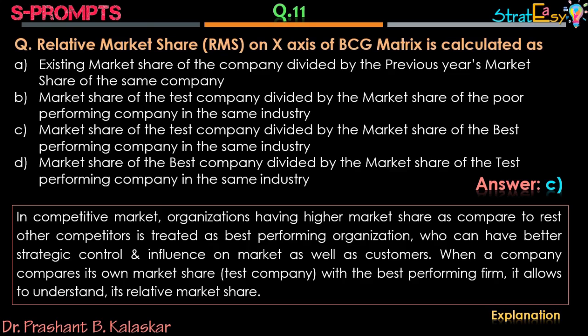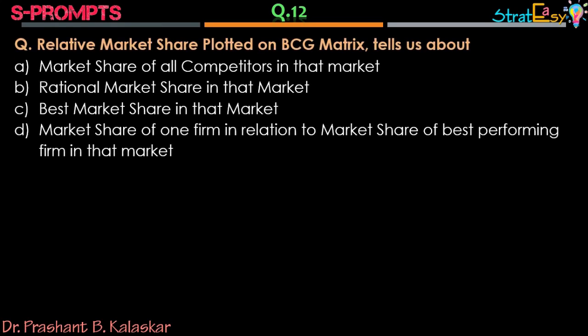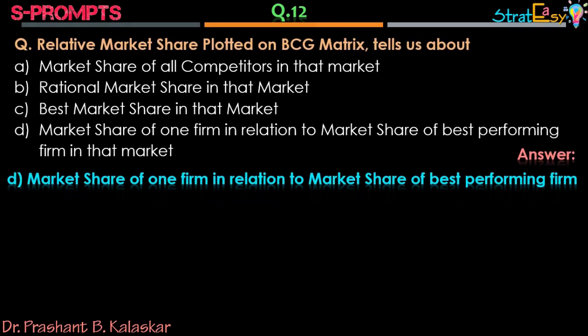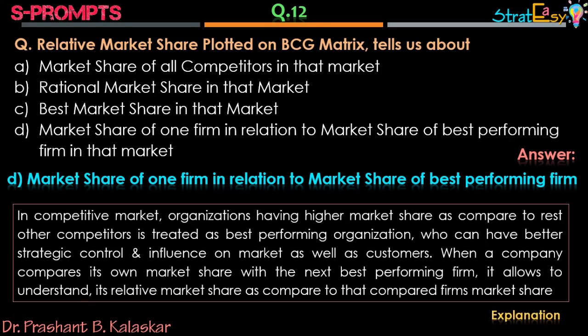When a company compares its own market share, that is the test company, with the best performing firm, it allows it to understand its relative position or relative market share in that competitive market. Question number 12. The relative market share plotted on the BCG matrix tells us about, and the right answer is option D, market share of one firm in relation to the market share of the best performing company. So you can refer to the explanation we discussed for question number 11.